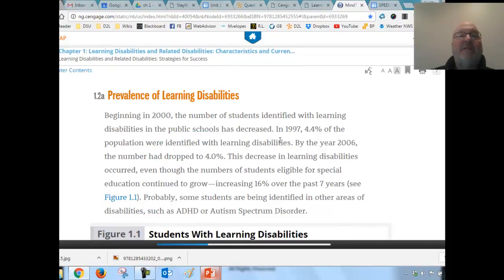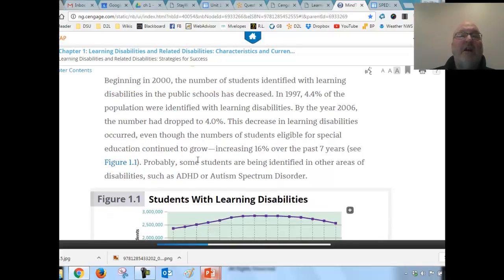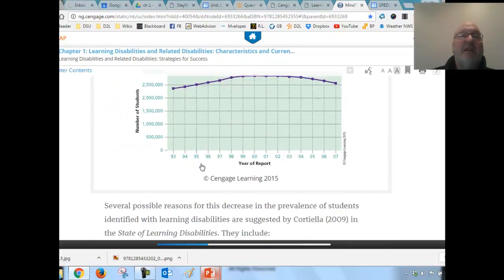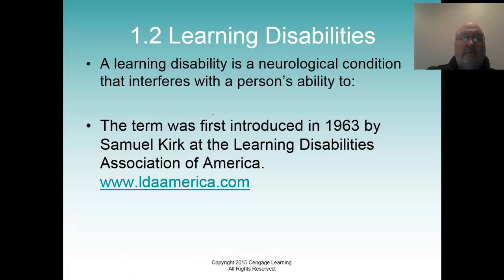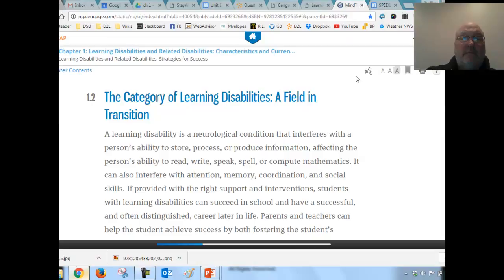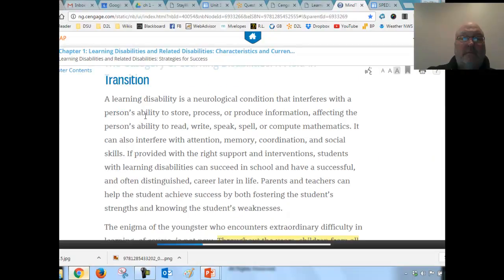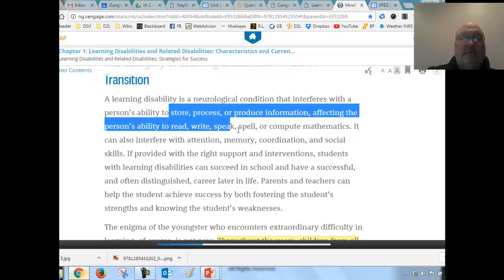And then the prevalence of disabilities. Again, I'm going to ask you to talk about the prevalence, increase, decrease, 1.2 now, on categories of learning disabilities in this field. Now, learning disability is a neurological condition that interferes with a person's ability to do what? And here's where I want you to bring this from. Right here. Ability to store, process, produce information affecting the person's ability to read, write, and spell, or compute mathematics.